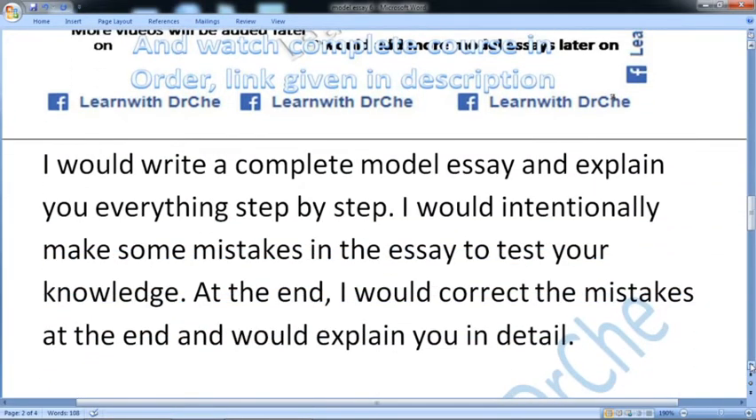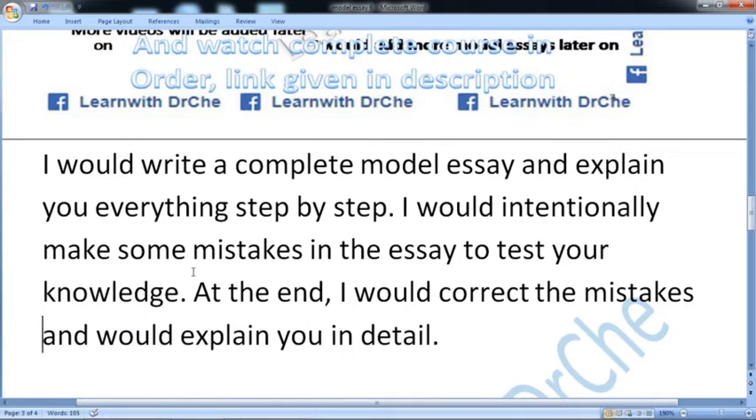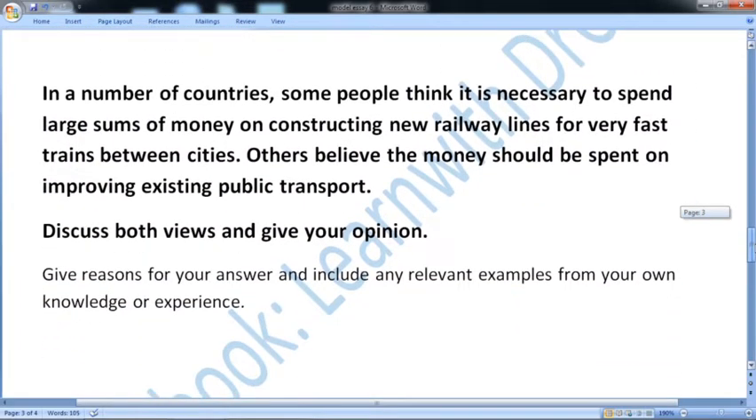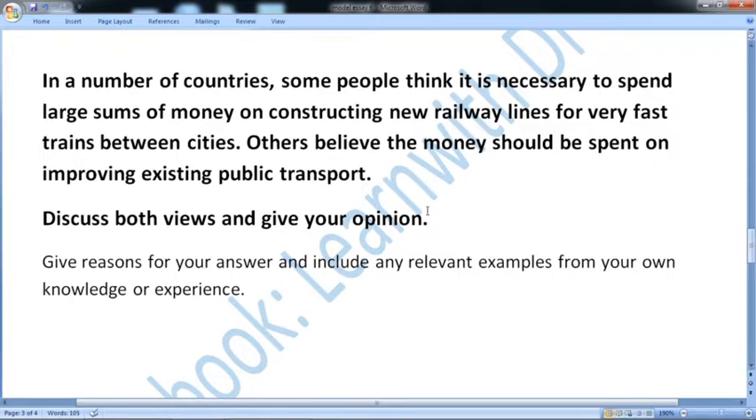I would write a complete model essay and explain you everything step by step. I would intentionally make some mistakes in the essay to test your knowledge. At the end, I would correct the mistakes and explain in detail why they are mistakes. This is one of the best ways to teach you some common errors.